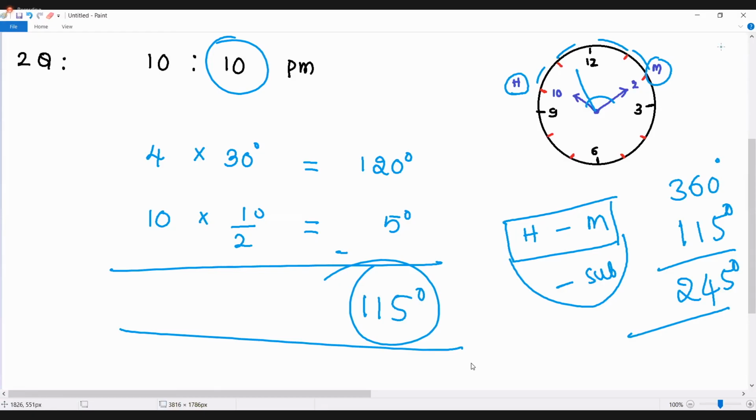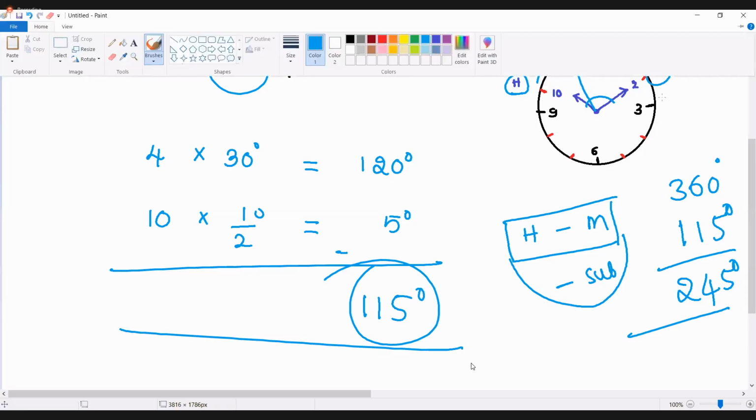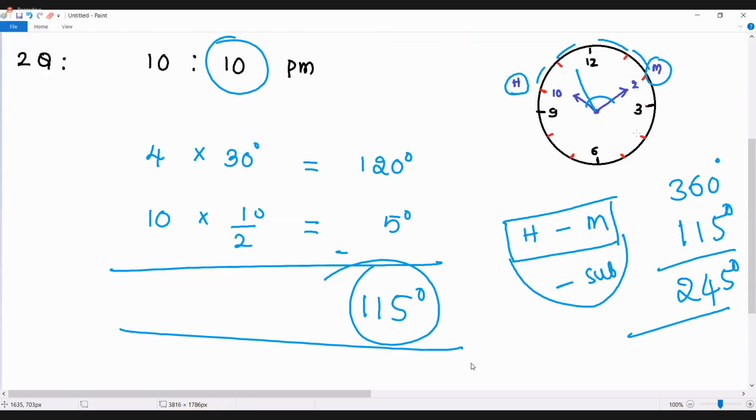Why not minutes to hours? We can go from minutes to hours also, undoubtedly. We can easily do that calculation as well and we'll get the same answer. Let me calculate just for the understanding purpose. So this is minutes and hours. 2 to 3, 3 to 4, 4 to 5, 5 to 6, 6 to 7, 7 to 8, 8 to 9, and 9 to 10. So this is the gap: 1, 2, 3, 4, 5, 6, 7, 8. 8 hours of gap is there. So 8 into 30 degrees.